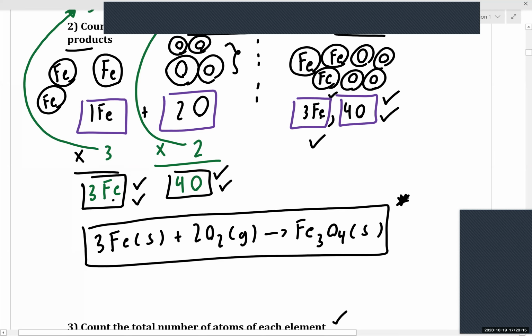Does this process make sense to everyone? Any questions on this example?